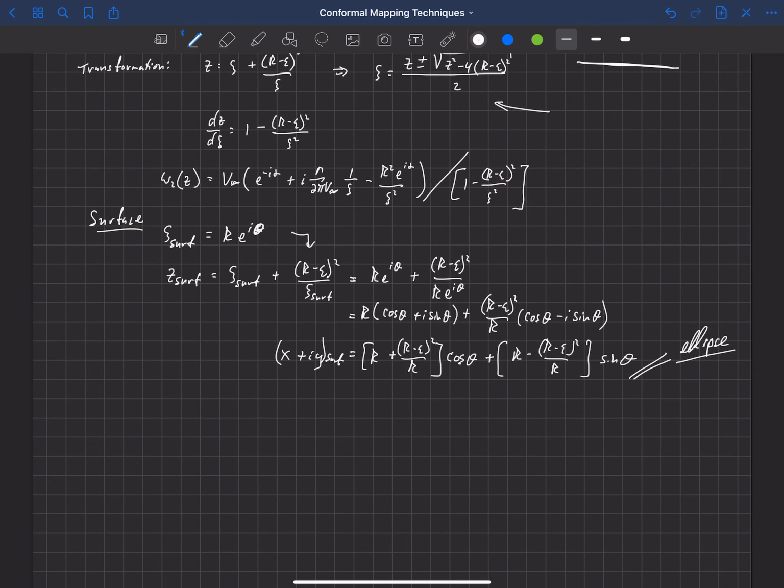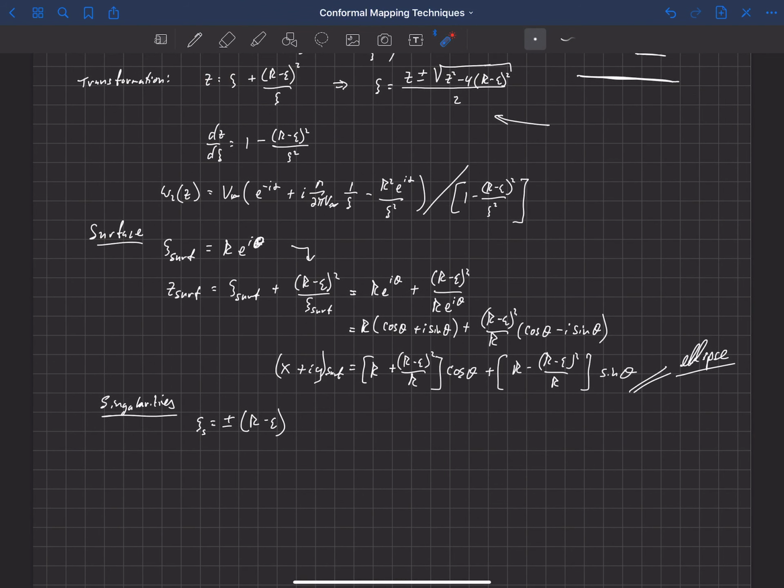So we're going to have a singularity or singularities any time zeta is equal to plus or minus r minus epsilon. Because that's squared in the denominator, it could be plus or minus. Okay, so that's our zeta singularity. Well, we can again use this transformation up here to find out where those singularities actually map to in the z-plane.